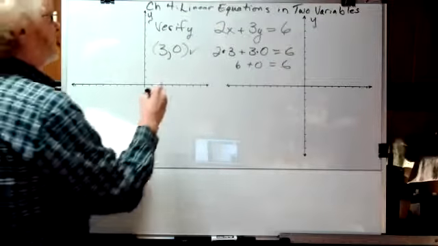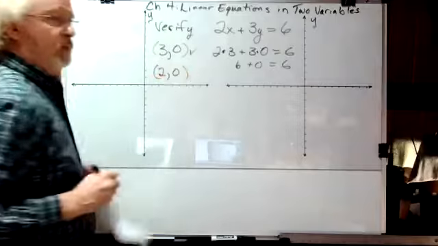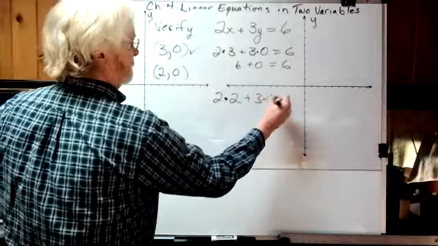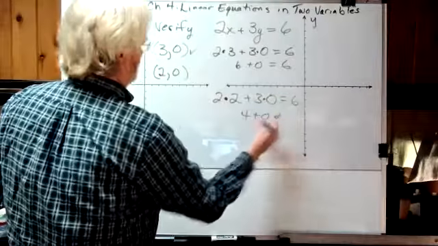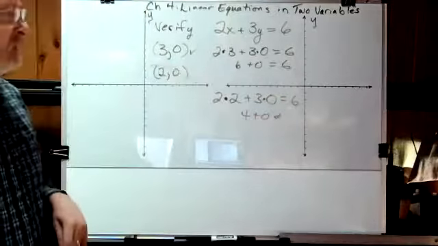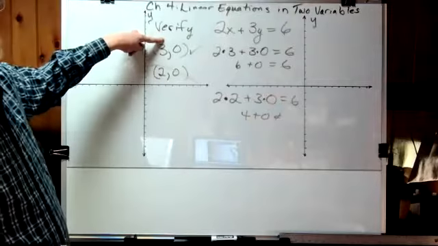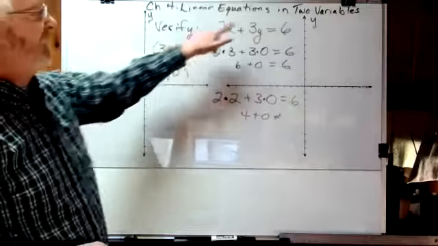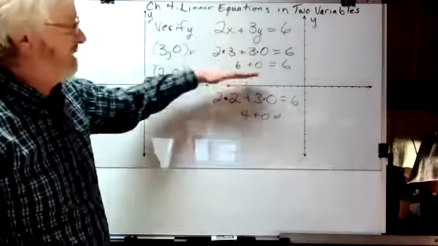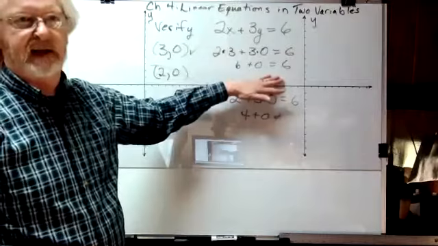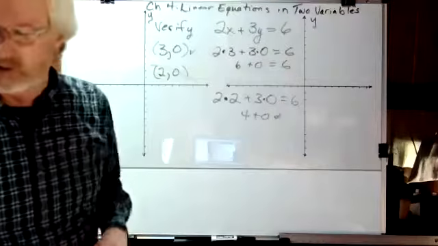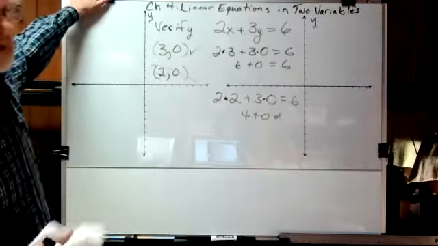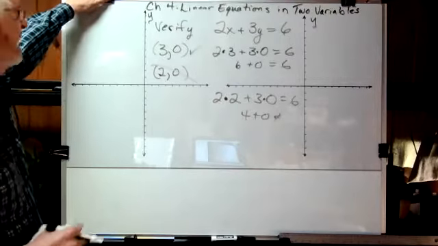All right, how about (2, 0)? Does that one work? Well, 2 times 2 plus 3 times 0 is 4 plus 0. No, that one's not a solution. So the idea of verifying is that you're given a point to test. Plug in the x value in your equation and the y value in your equation, work it out, and see if you end up with a true statement. Do those numbers actually equal each other? That's verifying. I bet the first couple of problems in 4.1 or 4.2 might ask you to do this.